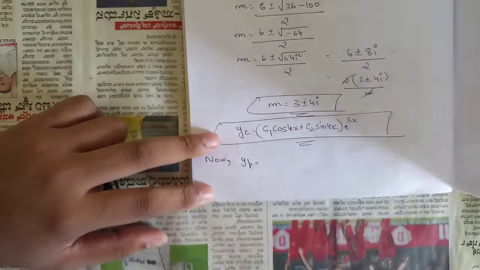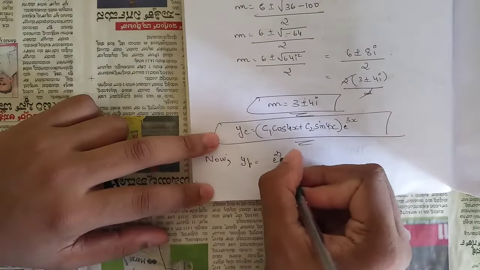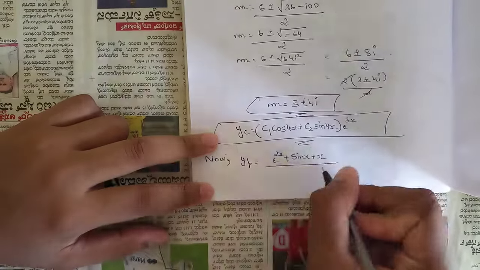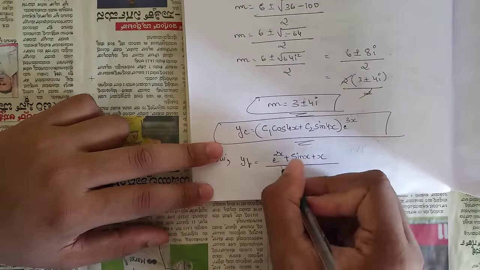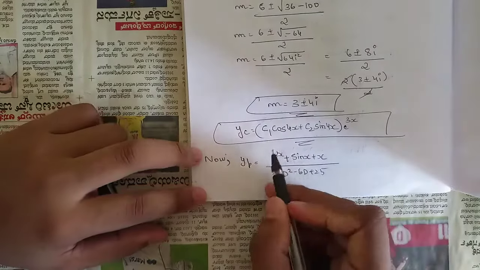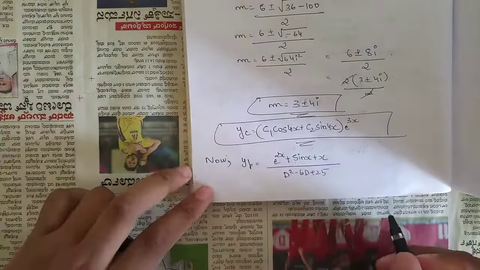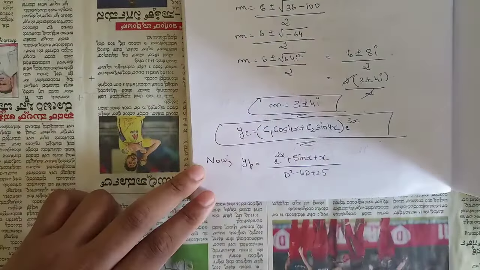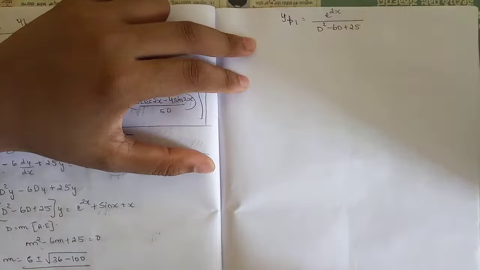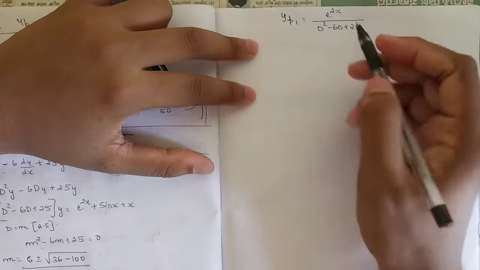So the R of x is e power 2x plus sin x plus x, divided by f of D, which is d square minus 6d plus 25. Now we need to solve it for separate terms, yp1, yp2 and yp3, and we need to add them. So now we need to find the yp1.